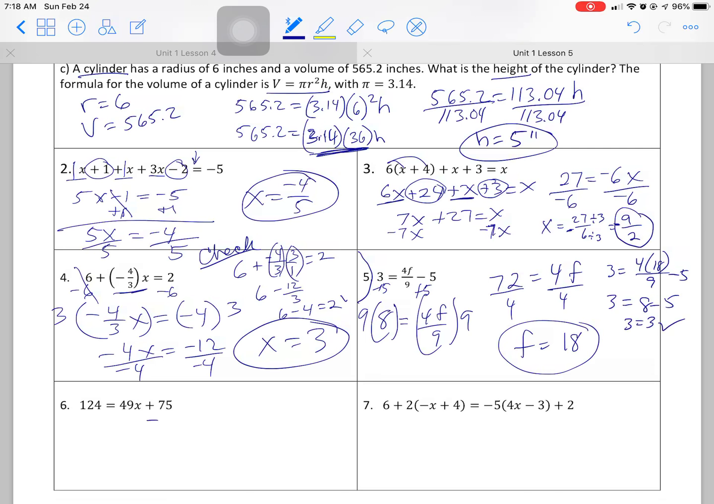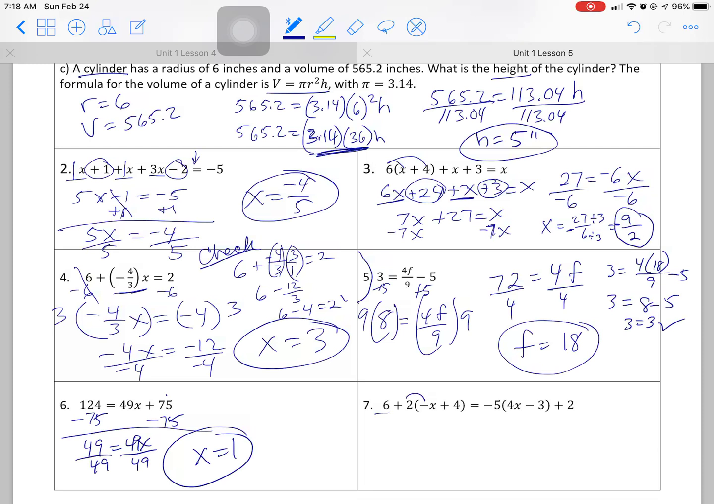This one here, move to 75. Equals 49x, divided by 49, divided by 49. 49 divided by 49 is a 1. Okay, so apparently 49 plus 75 is 124. That's an easy check. All right, this one has a lot of distribution, so don't touch this 6 out here.